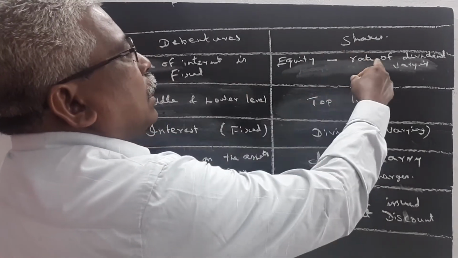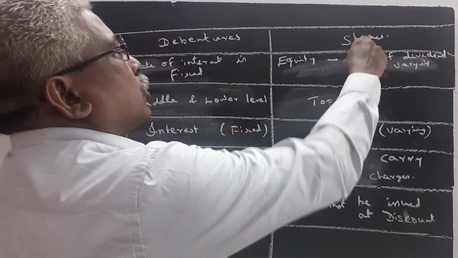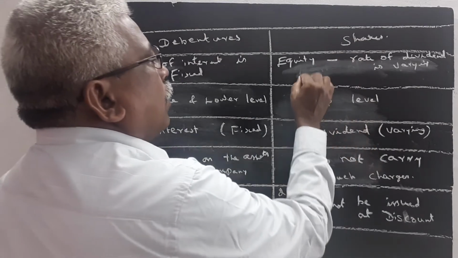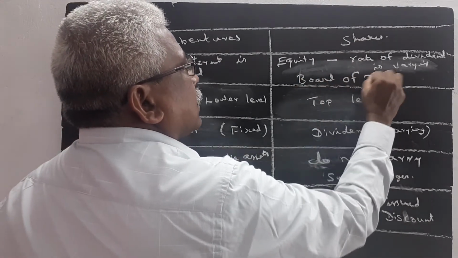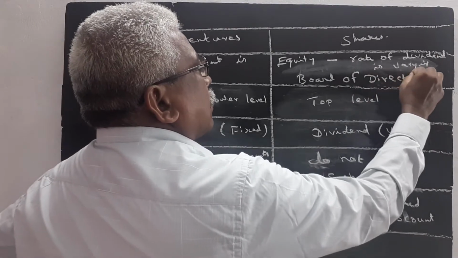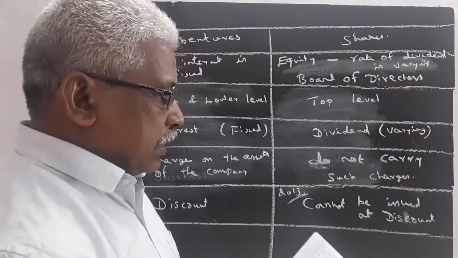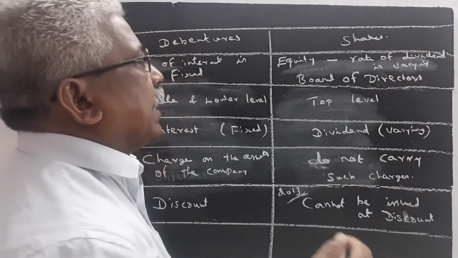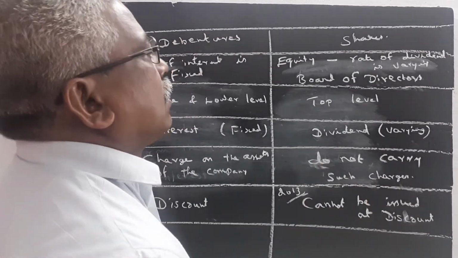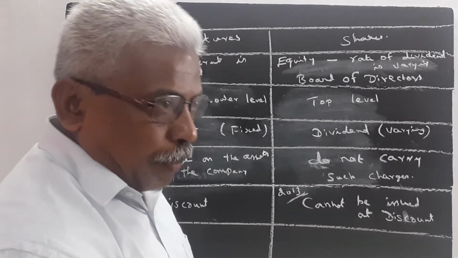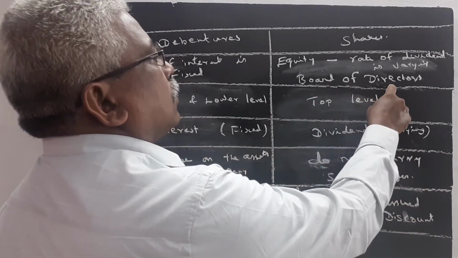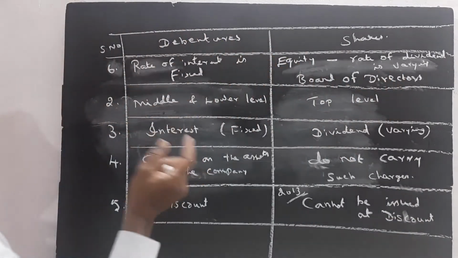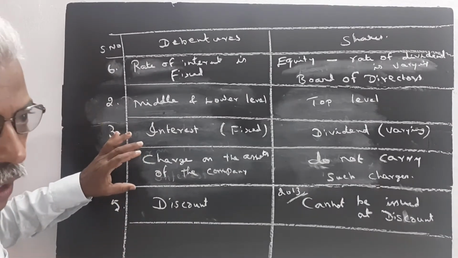But in the equity share, the board of directors has the power. The board of directors has the power to decide and declare the dividend. Whether the dividend is payable or not is decided by the board of directors. Once again, I explain from first point to 6 points.